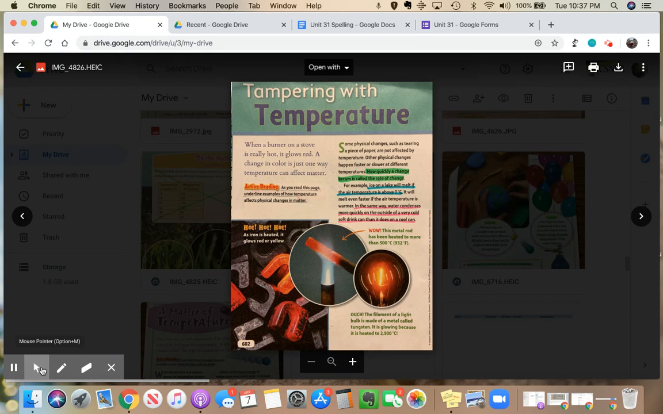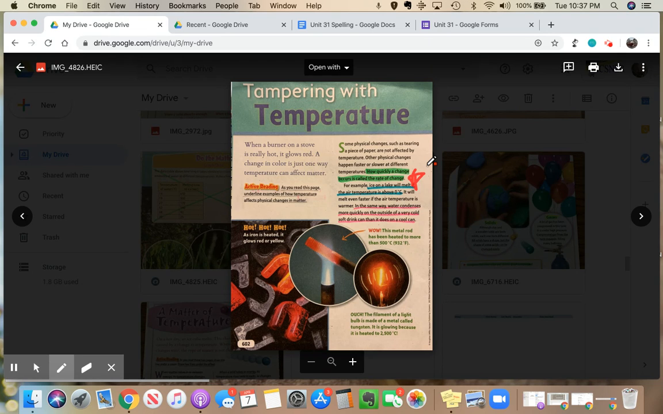Some physical changes, such as tearing a piece of paper, are not affected by temperature. Other physical changes happen faster or slower at different temperatures. With your green highlighter: how quickly a change occurs is called the rate of change. Put a little star by that for me over here on the outside, that way you remember that later on. For example, in blue highlighter, ice on a lake will melt at the air temperature if the air temperature is above 0 degrees Celsius.